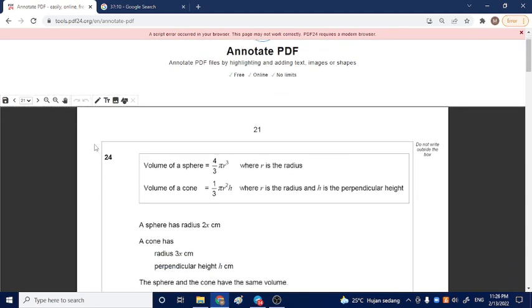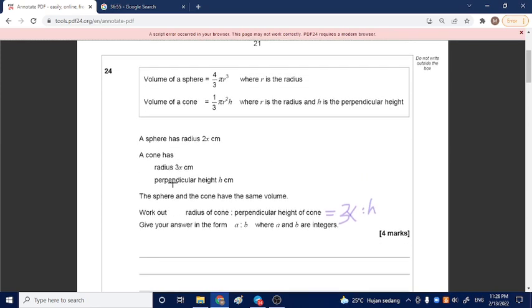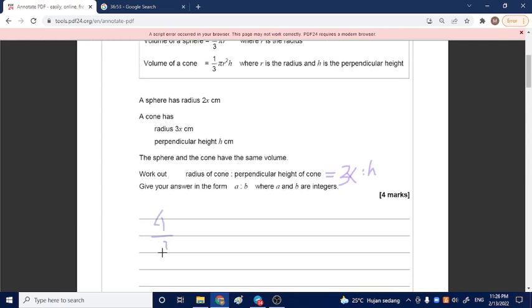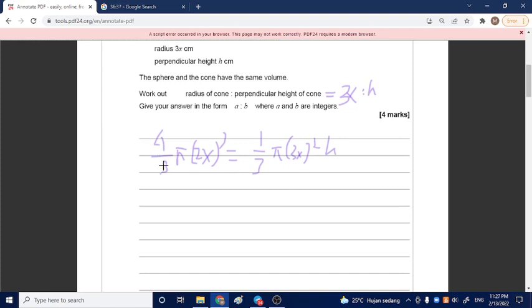They have the same volume. So radius of cone, this is 3x, 2h. Okay, so we have 4 over 3 pi 2x cubed is equal to half 1/3 pi 3x squared times h. Blah blah blah. We can erase this, erase that.